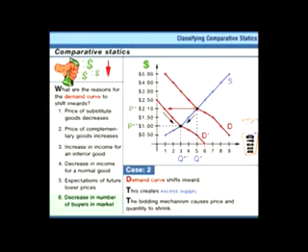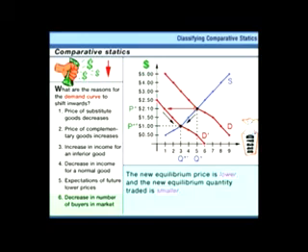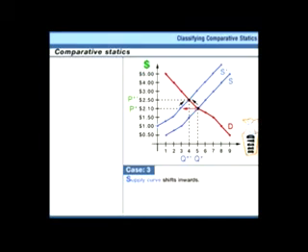Let's look now at case number 3, an inward shift in the supply curve. Now we have a different set of factors that leads to an inward shift in the supply curve, because we're no longer talking about the behavior of consumers. Now we're talking about the behavior of sellers.